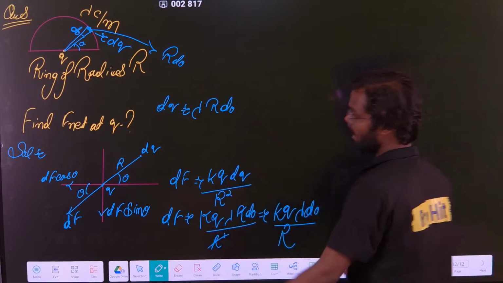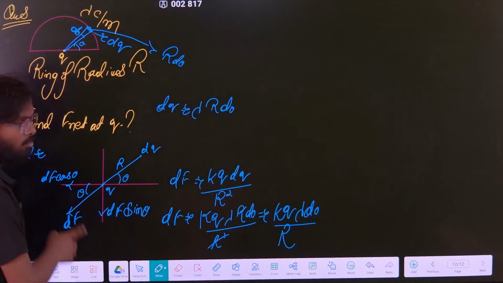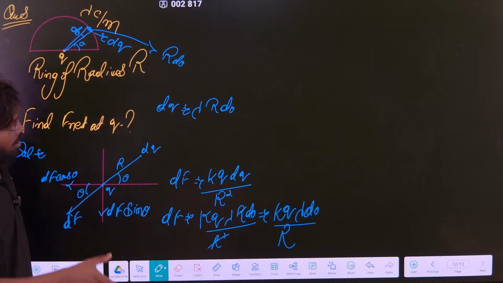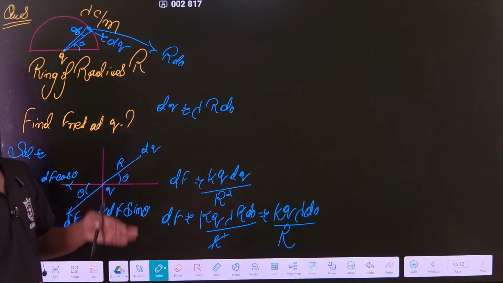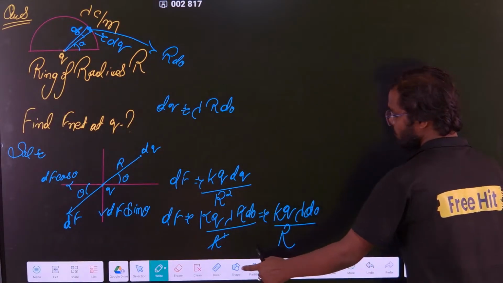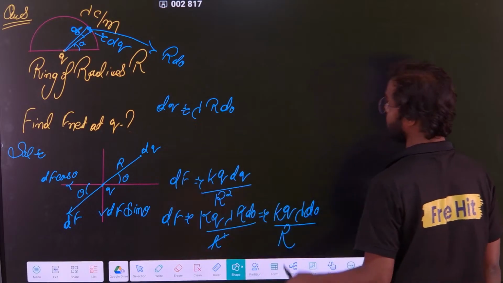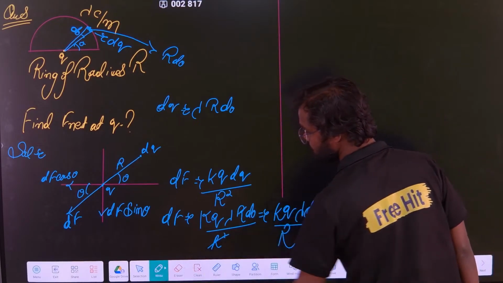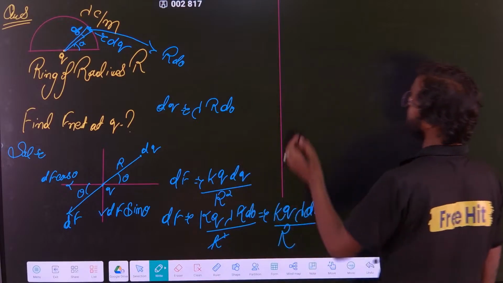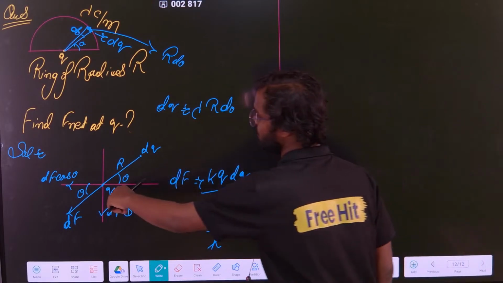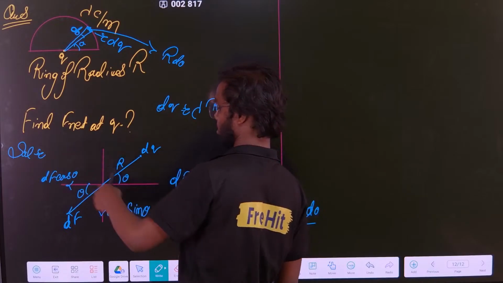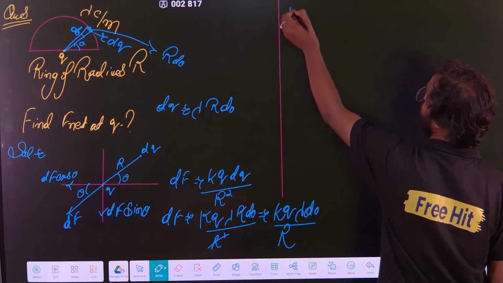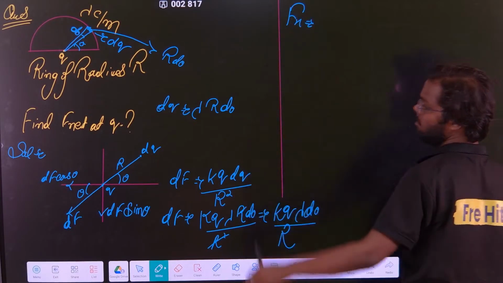Now, as you can see we are getting two components, so we cannot directly integrate. What we have to do? First we have to take one case, and then we have to take the other case, and then we have to integrate, because here we are getting two components. So let's see. Okay, so let us start. Let us say this is f parallel, and this is f perpendicular, or you can say f horizontal and f vertical. So this is f horizontal, that will be df cos theta.